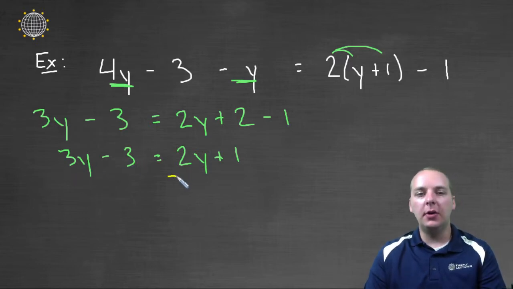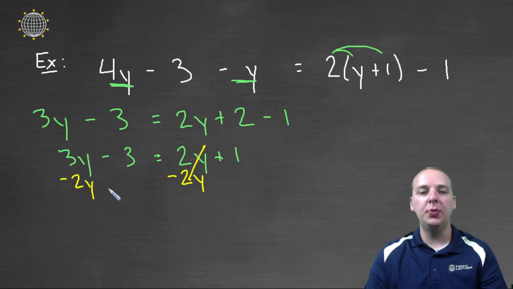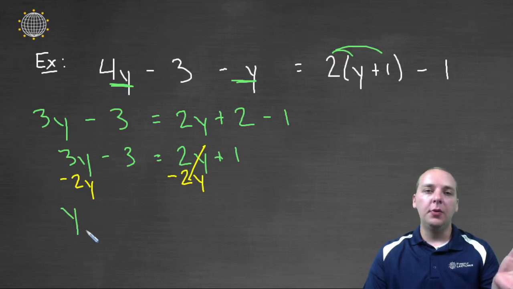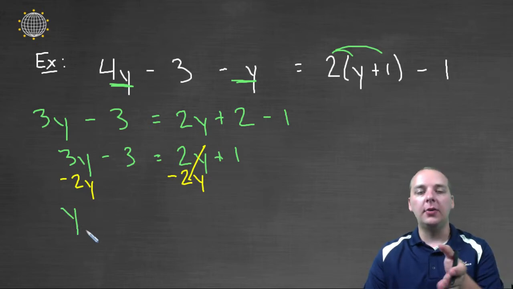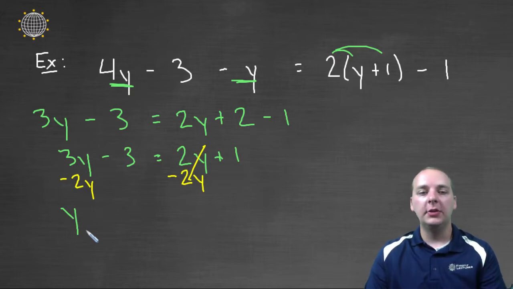I think it'd be smarter to subtract 2y from both sides. The reason I think that is because then when you have 3y minus 2y, it would leave you with just a positive y. If you subtracted the 3y to the right, you get a negative y. There's nothing wrong with that. It's just preferable to leave a positive coefficient, if you can easily. Then we still have minus 3 equals, and there's still a 1 on the right-hand side as well.